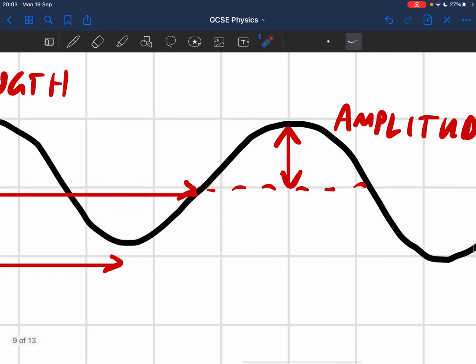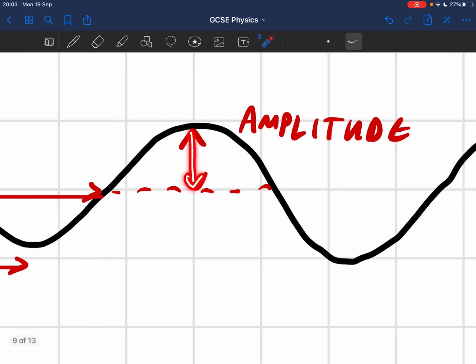The amplitude is the height of the wave. Pretending that this is the zero line, that is the amplitude. The zero line could be here, in which case this would be the amplitude.